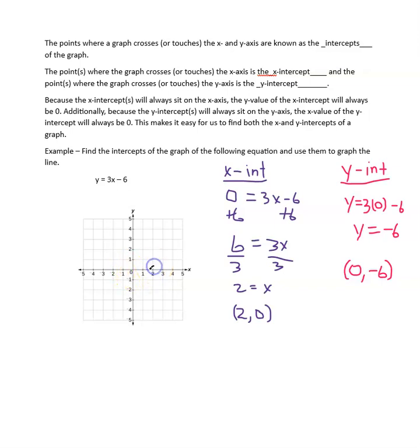So our x-intercept is (2, 0). So that would be this point right here. Our y-intercept is (0, -6), which is just slightly off of our coordinate system down here. And then on the graph, we're going to connect these two. And we're going to pretend like that's a straight line because it should be straight. And that would be the graph of the equation y equals 3x minus 6.